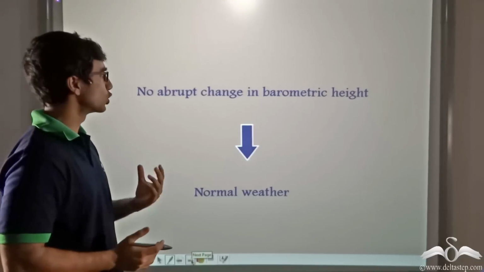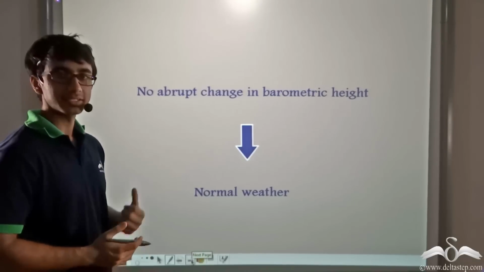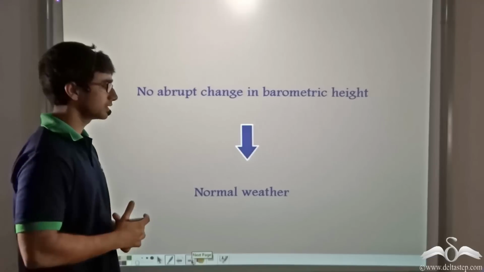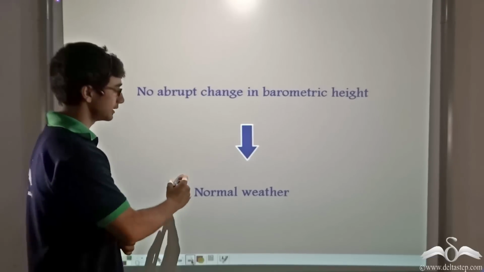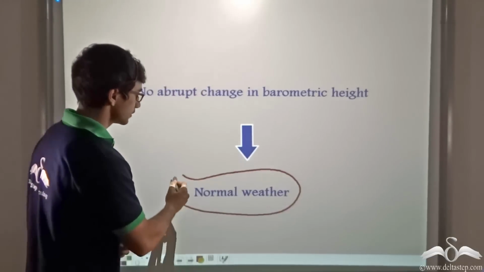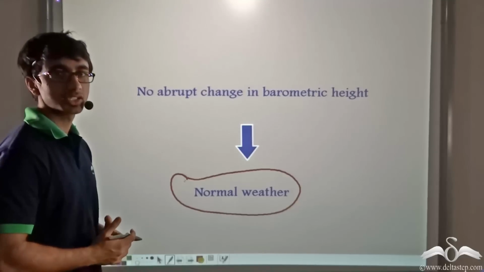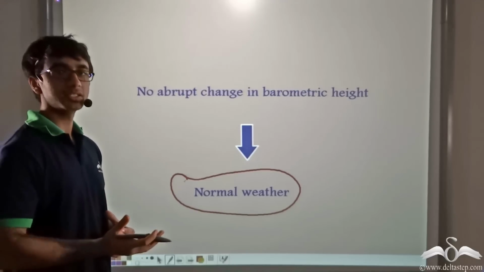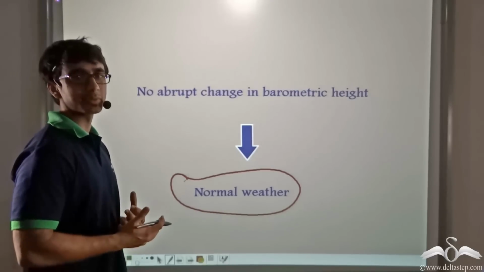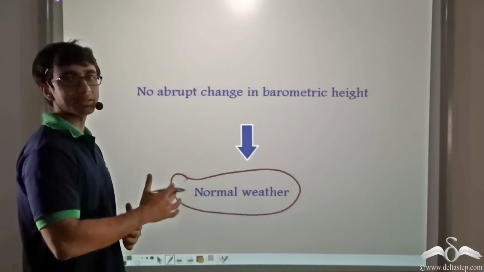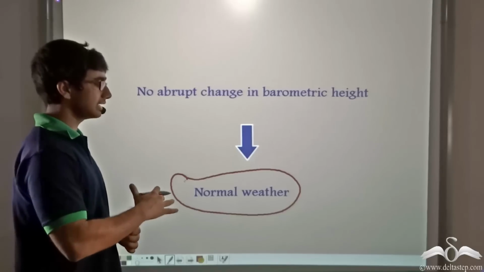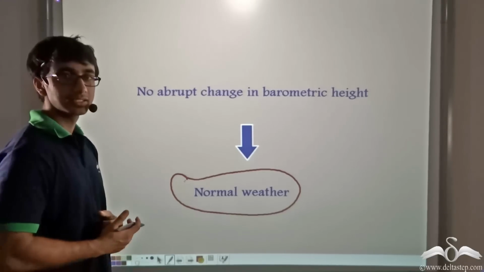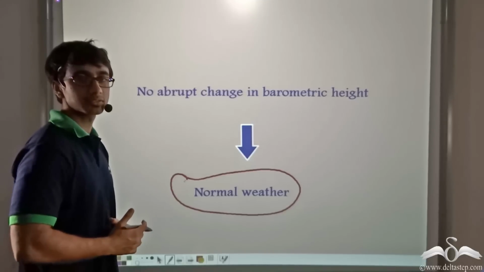However, if there is no abrupt change in the barometric height, that is, if the height of the mercury column in the tube remains the same, then it means that normal weather conditions will be encountered in the next few days. Or in other words, there will not be any heavy rain or cyclonic weather or even dry or extremely dry weather. Normal weather conditions that had been prevailing so far will be there for the coming few days. And this is how we can use barometric height in order to predict weather conditions.